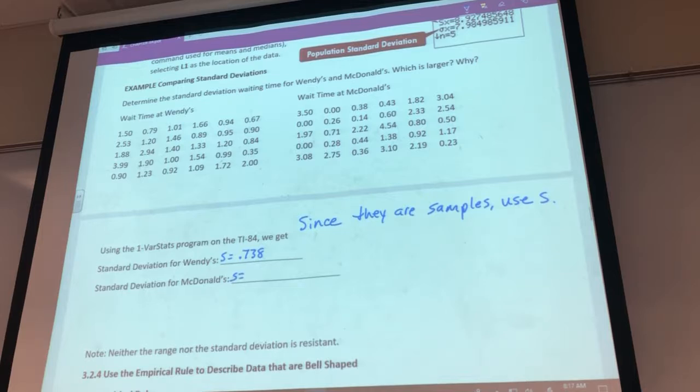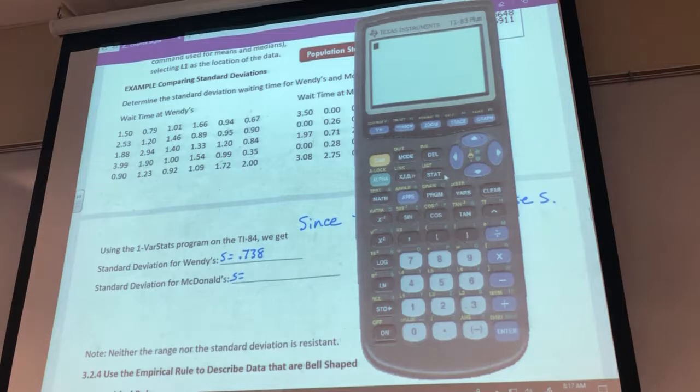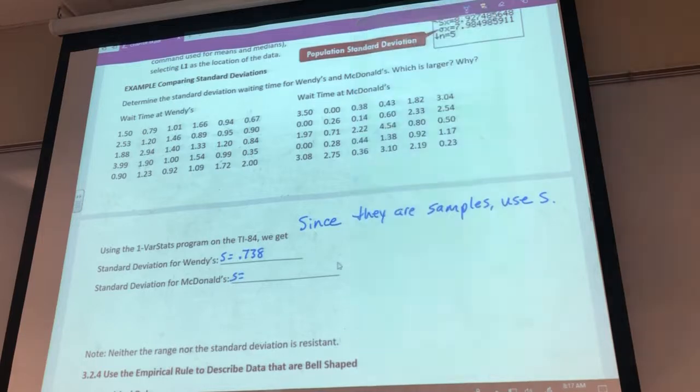And then for McDonald's, I actually put those people in L3. So when I come to run my 1-Var Stats for that, I'll go 1-Var Stats, but I put them in L3, so I'll do second 3, and I wrote L3 right there. So now I get s of 1.265.